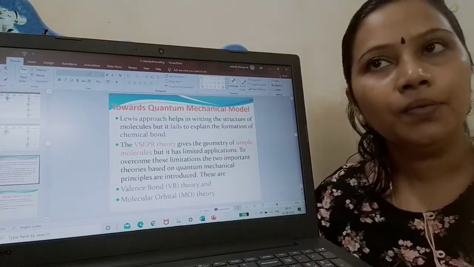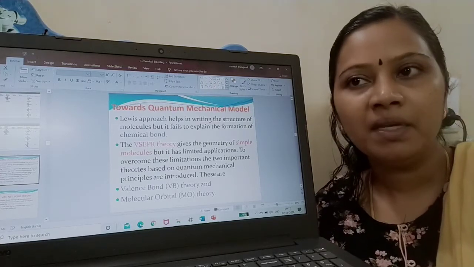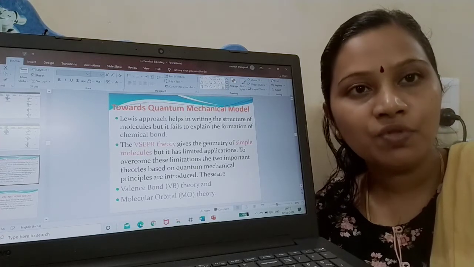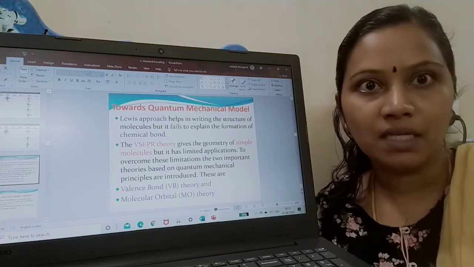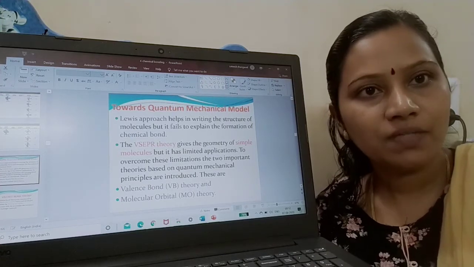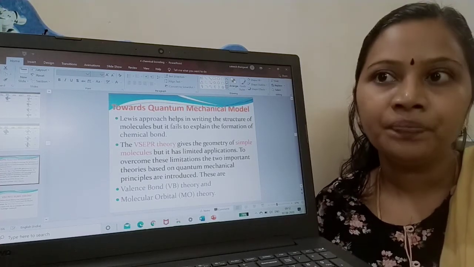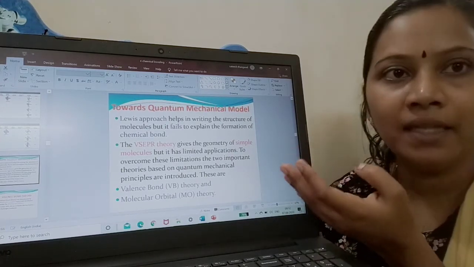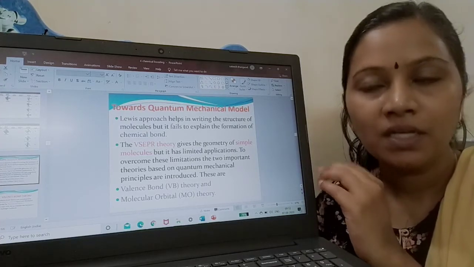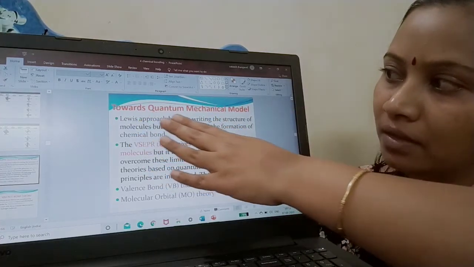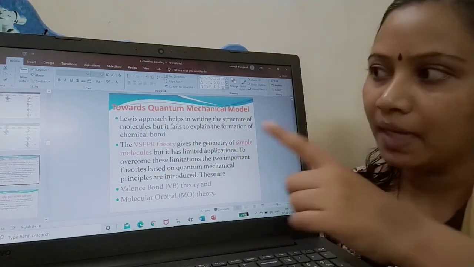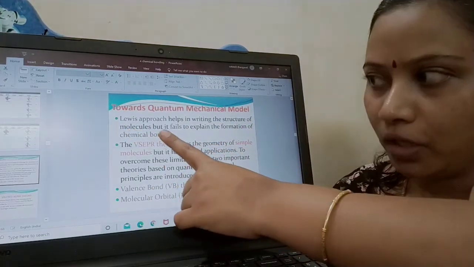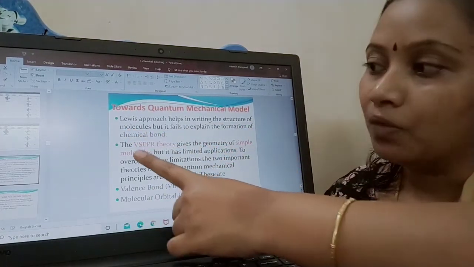Okay. Now, see, our Lewis dot structure has some demerits. We cannot write the electron dot structures for atoms which have a very large atomic number, for example chromium, copper, nickel and so on. It's very difficult to draw the electron dot structure as per Lewis. Even our VSEPR theory fails to explain the geometry of many compounds. So we have moved to the third one, the quantum mechanical model. I am repeating: the Lewis approach helped us to write the structure of molecules, but it didn't explain the chemical bond. What happens to VSEPR theory?